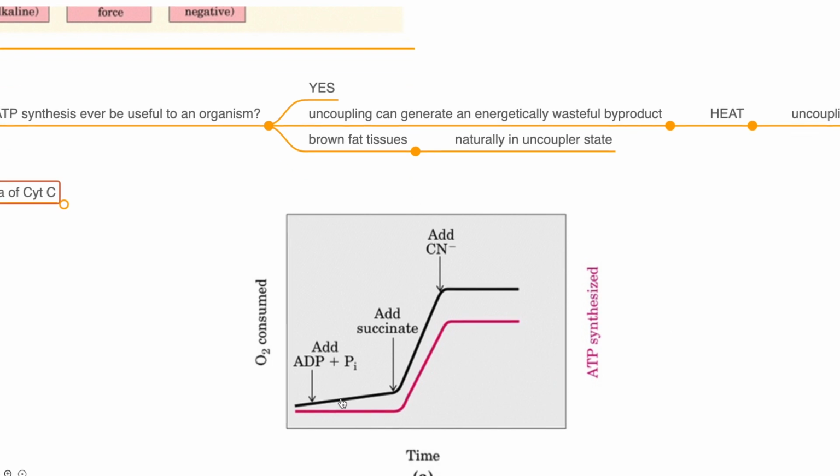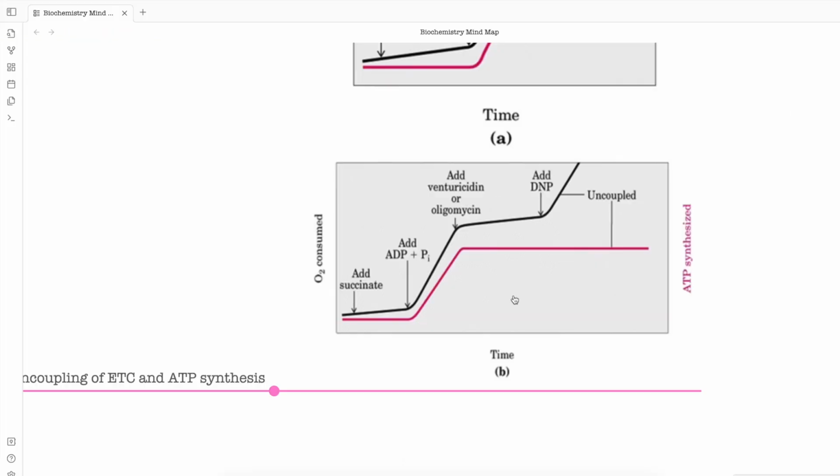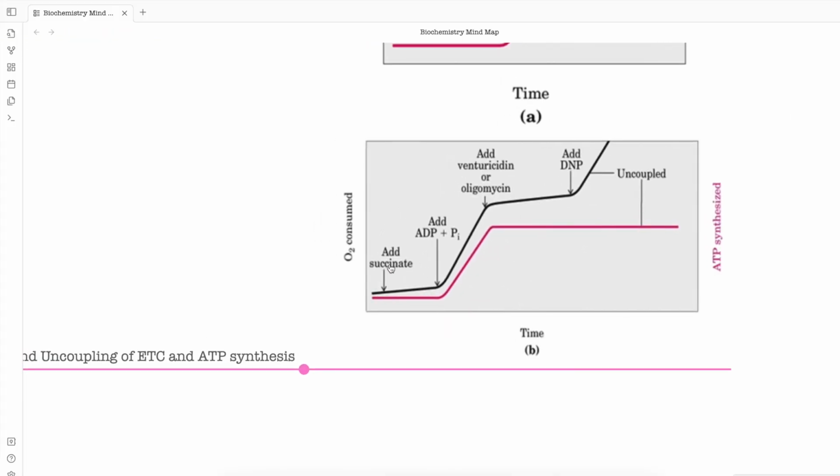Remember, oxygen consumed means the black line, and the black line also signifies the electron transport chain, and this pink or red line signifies the ATP synthesis. And next, first we are adding this succinate. Whenever succinate is added, some electrons are getting transferred, so the electron transport chain gets a hike. Then we are adding ADP and Pi. The electron transport system is again going on, and also there is some ATP synthesis. Then we are adding oligomycin or venturicidin.